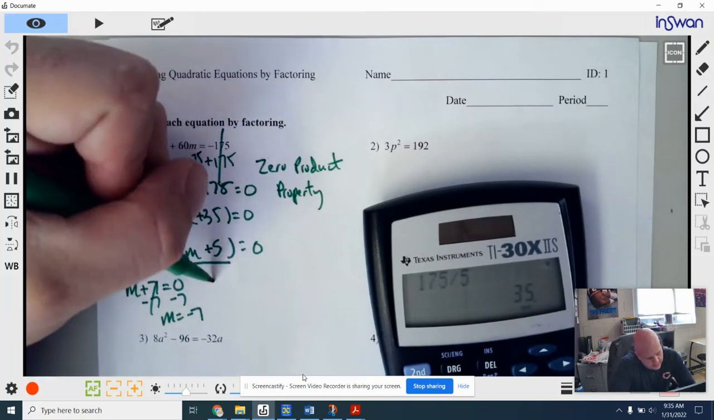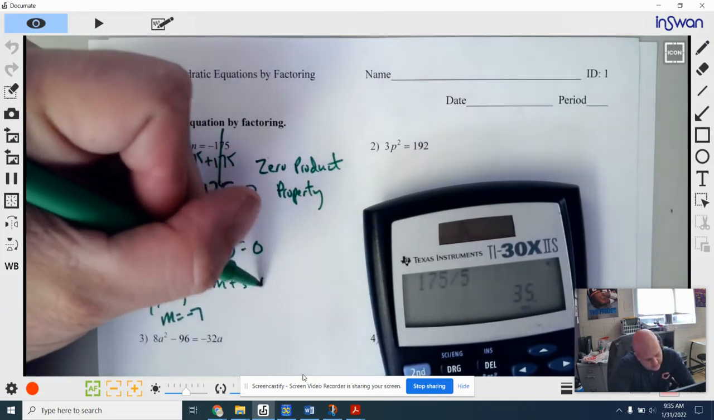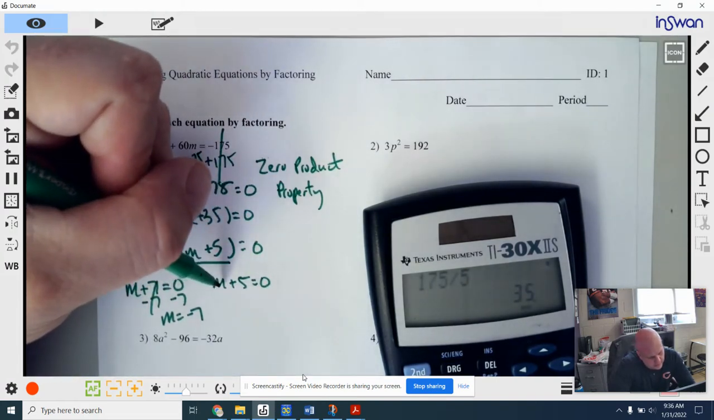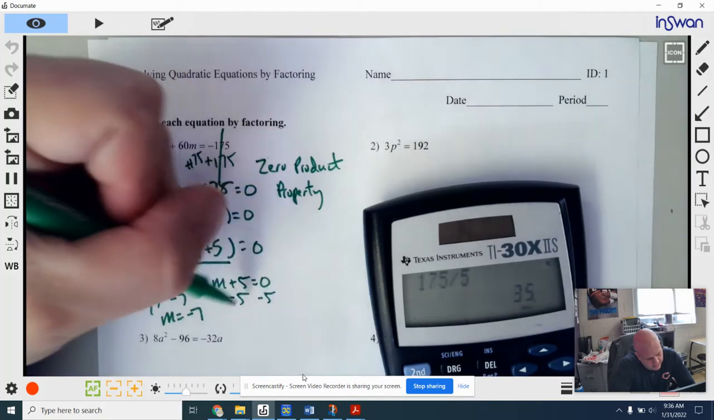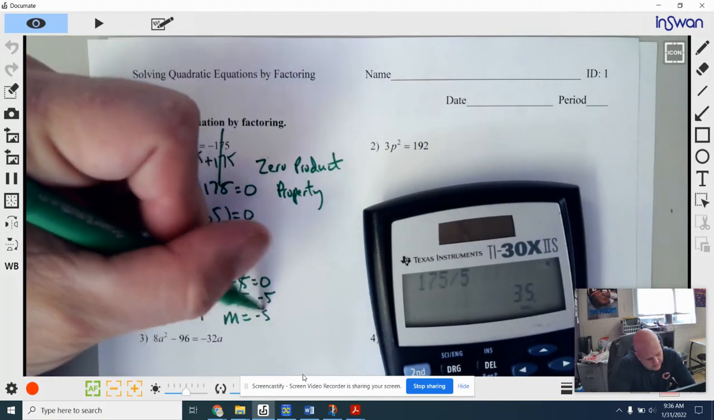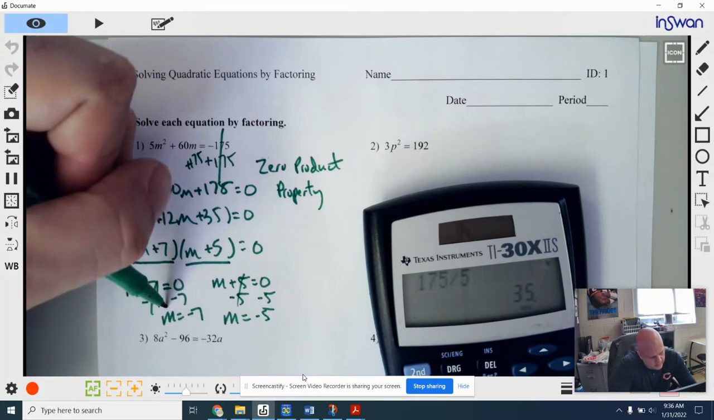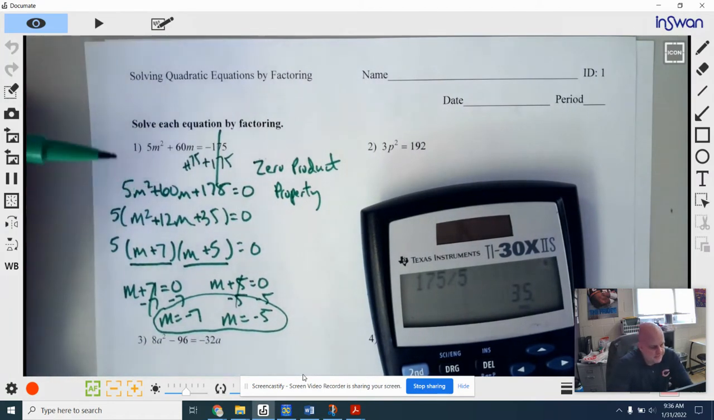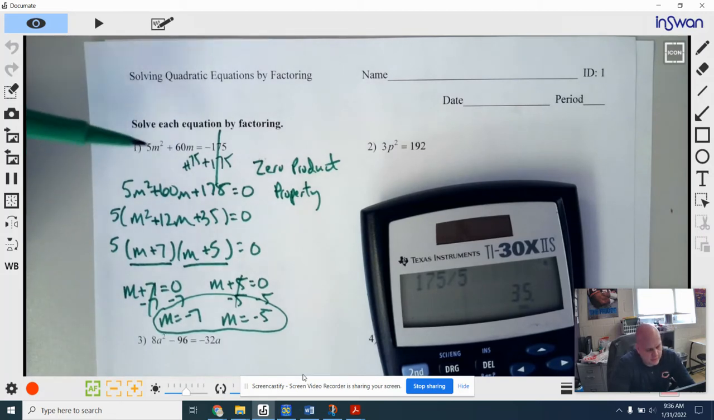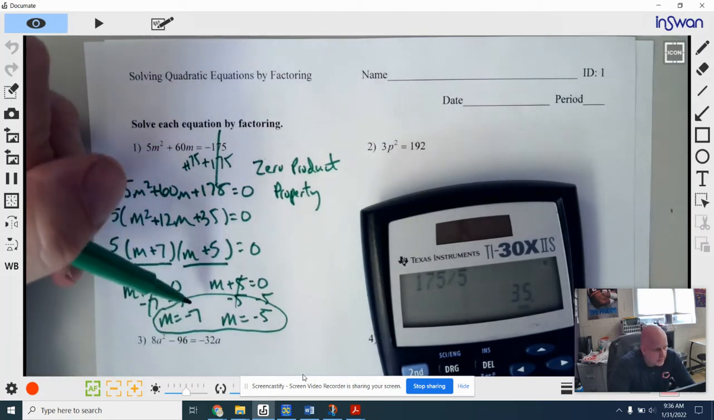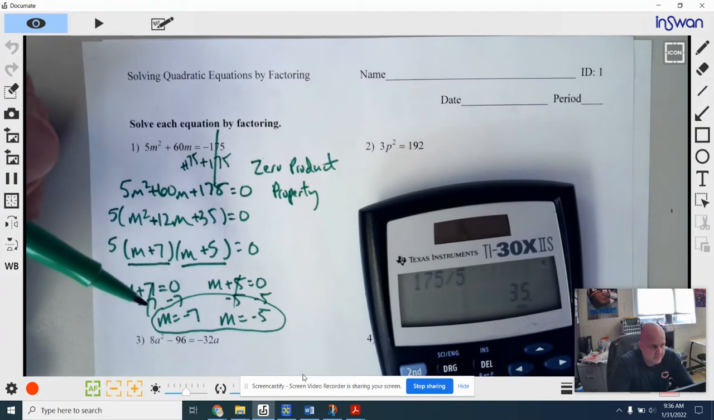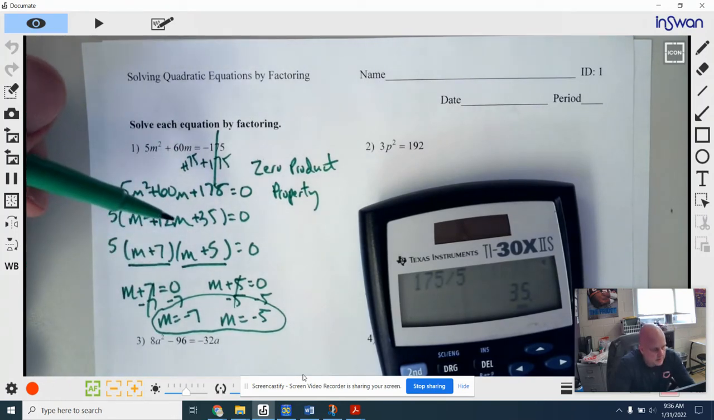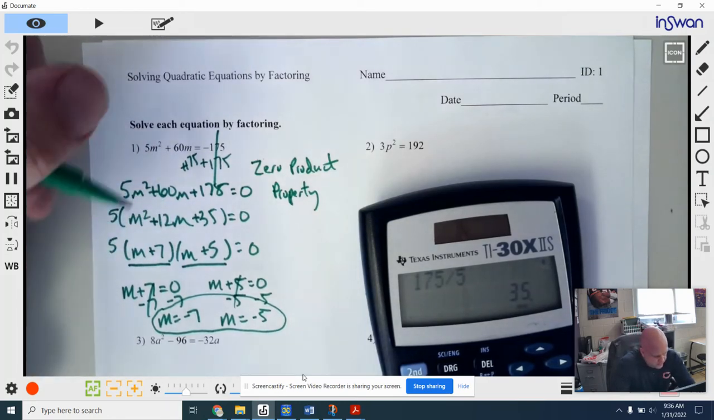So the other parentheses, m plus 5 equals 0. What do I need to plug in to make that true? Well, minus 5, so that's going to be m is equal to negative 5. So my two solutions are negative 7 and negative 5, meaning if I graph that, it would cross at negative 7, it would cross at negative 5. These are the same answers you could get by doing quadratic formula, but obviously this might be a little bit easier because you might find less work involved with that.